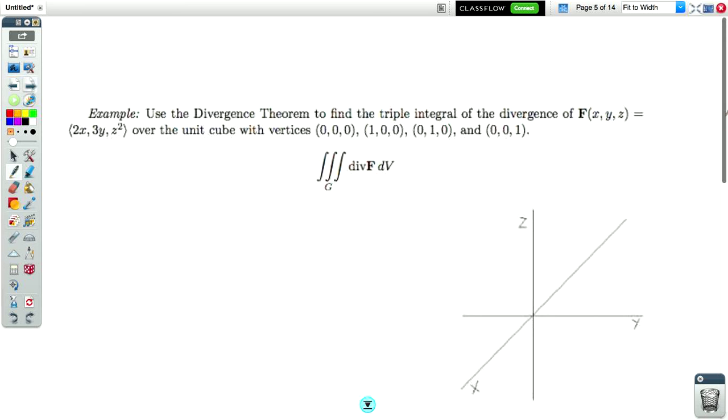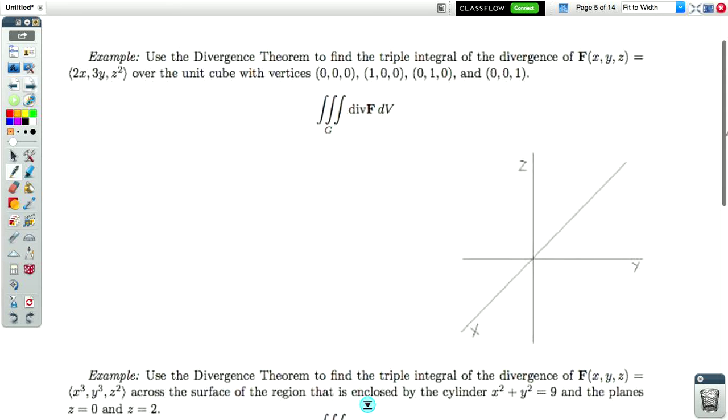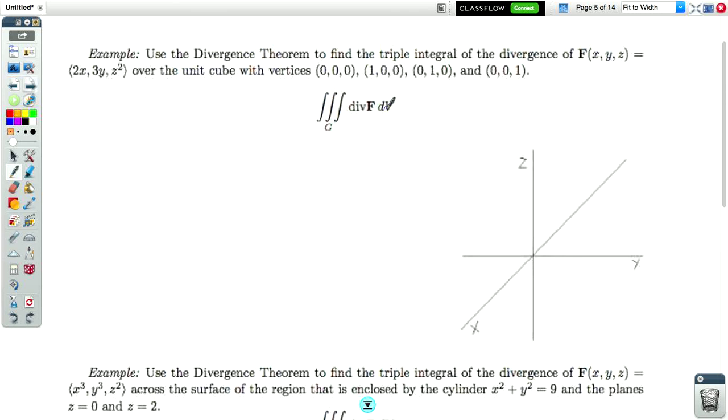So the next one says, use the divergence theorem, which I'm already using for you by giving you this, to find the triple integral of the divergence. So now here is our vector field, 2x, 3y, and then z squared, over the unit cube. So the unit cube is going to have vertices 0, 0, 0, 1, 0, 0, so 1 in the x direction, and then nothing in y or z. 0, 1, 0, so over here, and then 0, 0, 1.